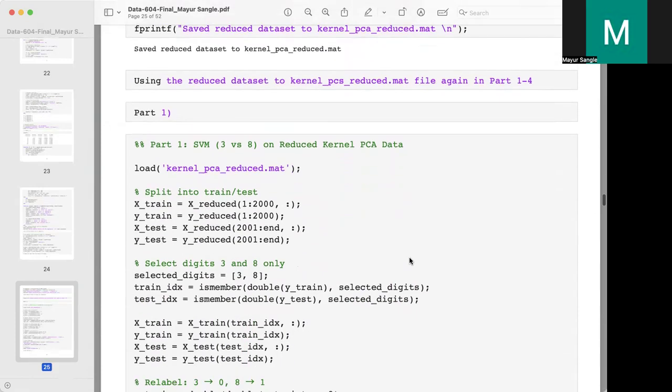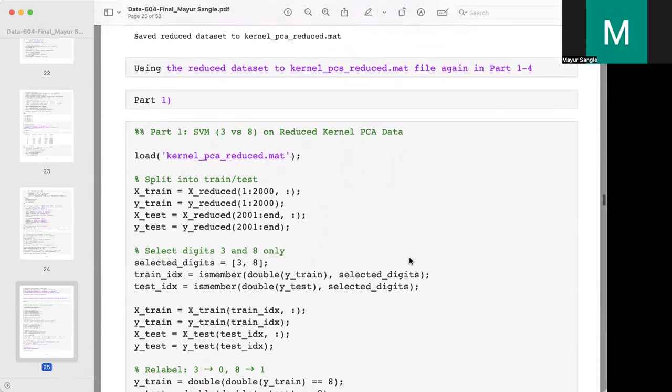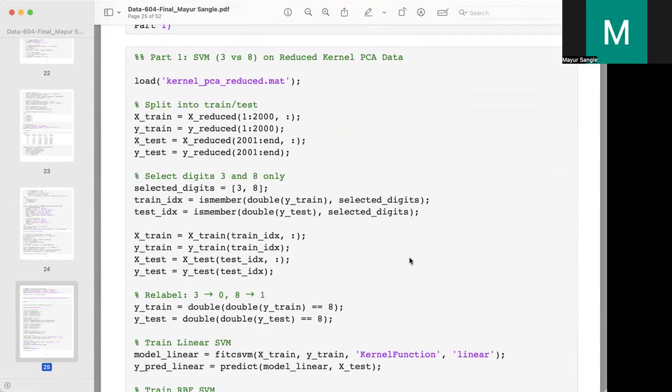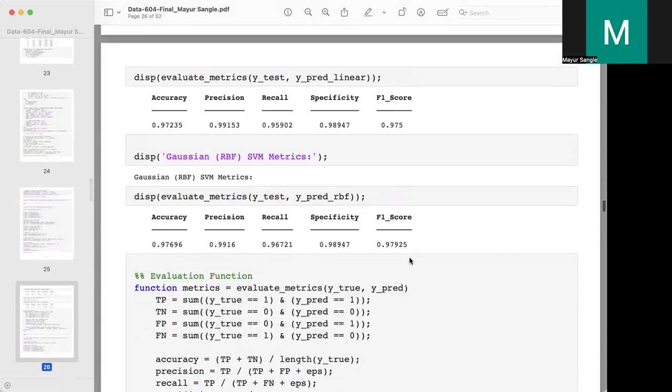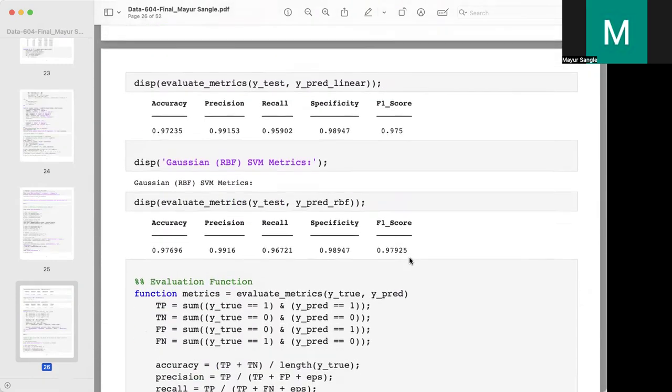It reduced the data size a lot compared to the original 784 dimensions, saving computation time. It kept enough nonlinear structure for SVM to work well. Using the best setup, that is 50 components, I then applied SVM again for binary classification for digits 3 and 8 and observed high accuracy for both linear and RBF SVM, showing that the reduced data retained important patterns.